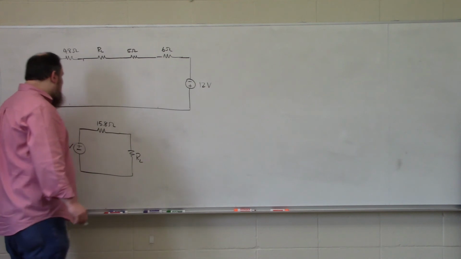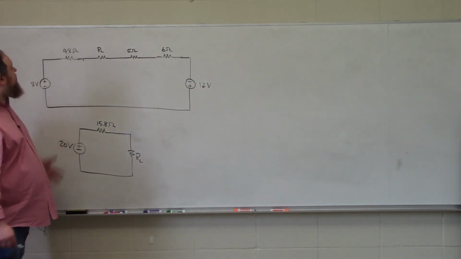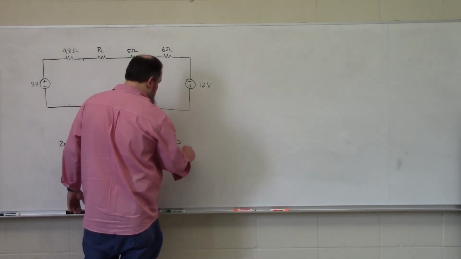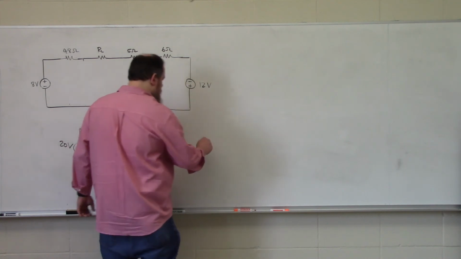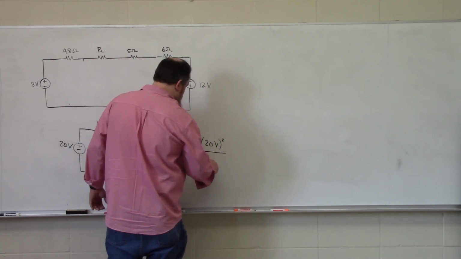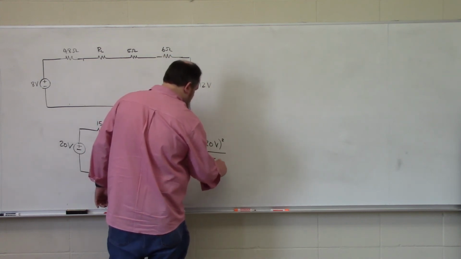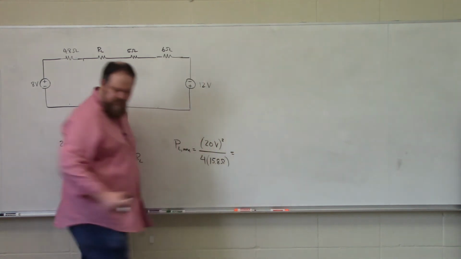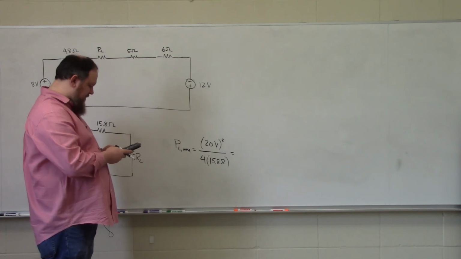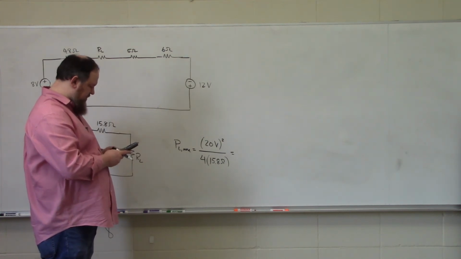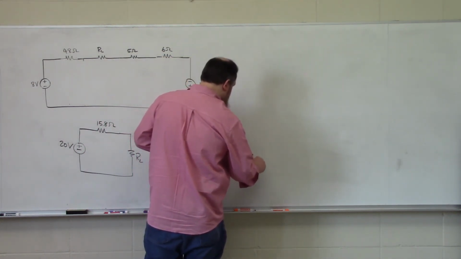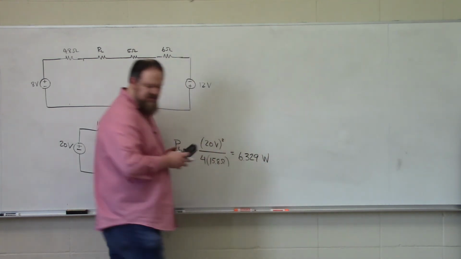RL. So the maximum power that could be transferred by this original circuit to a load resistance RL is PL max is equal to 20 volts quantity squared divided by 4 times 15.8 ohms. 20 squared divided by 4 times 15.8, 6.329 watts.